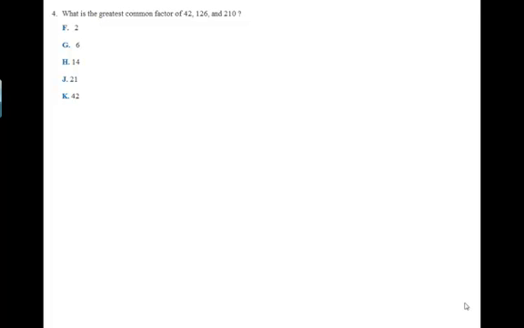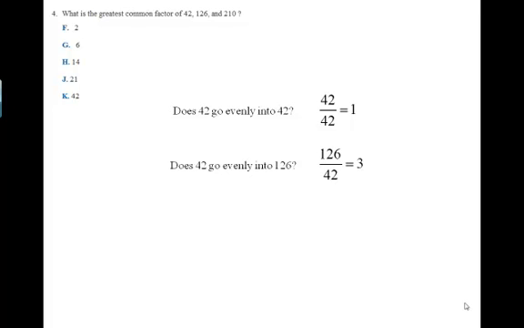What's the greatest common factor of these three numbers? Well, there is an algorithm that you can use to find the greatest common factor. But given that we only have 5 choices here, let's try them. Let's try the highest, since if it were right, it would be the greatest. Does 42 go into 42? Sure. How about 42 into 126? Yes. How about 42 into 210? Yes. And we have our answer, 42.